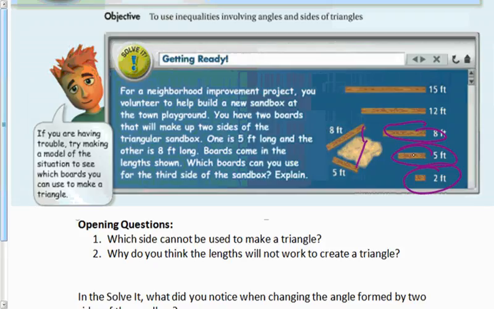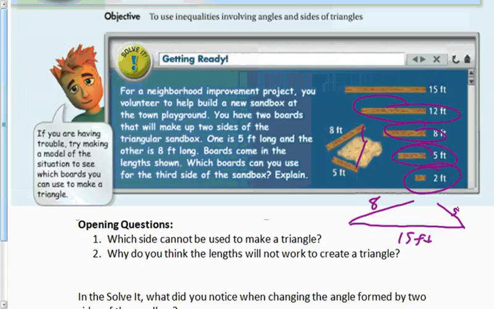Could we use 12 feet? 12 feet. Now, I think 12 feet we could use. Could we use 15 feet? So we have a 15-foot triangle side. We have a side that's 8 feet. We have a side that's 5 feet. If you look at that, 8 and 5 make 13.